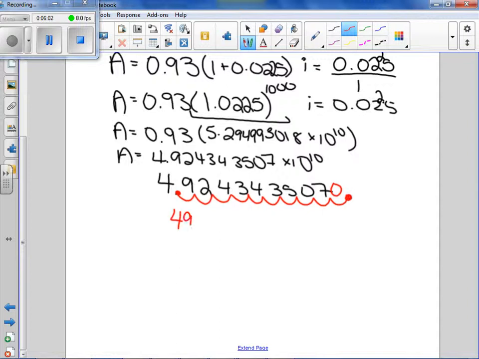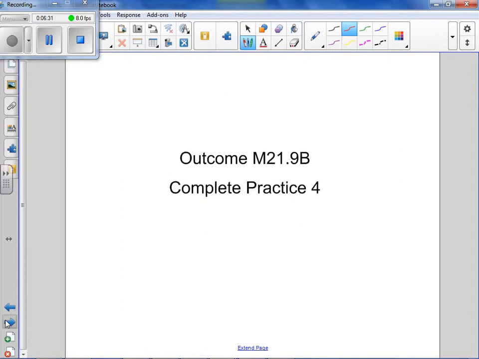So 49243435070. That's a group of 3. And I get my $49 million. And that's where we're going to stop Lesson 4. So now you should work through Practice 4.